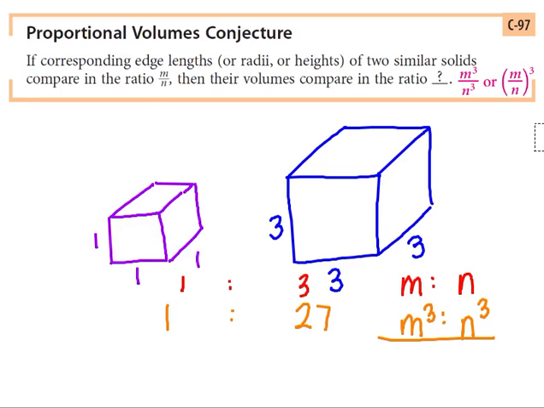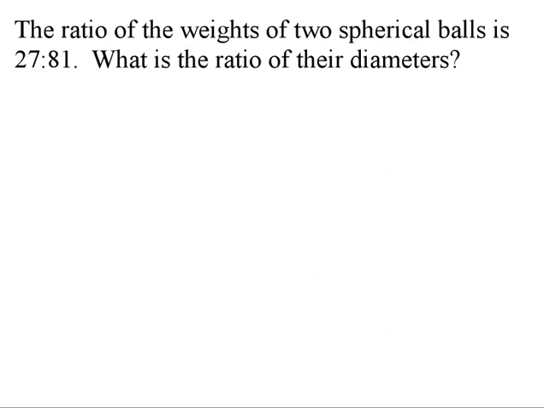Let's go ahead and look at an example and see what we got. It says the ratio of the weights of two spherical balls is 27 to 81. What is the ratio of their diameters? If you remember on the other page, I started with the sides and went to their volumes. Here I'm starting with their volumes and going back to their sides. So let's think about that.